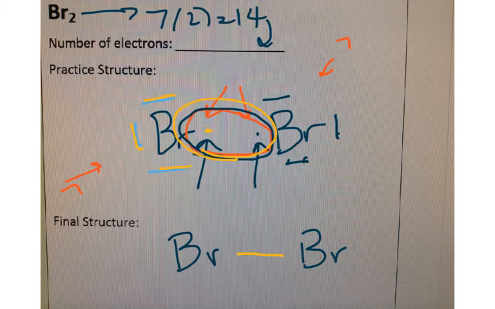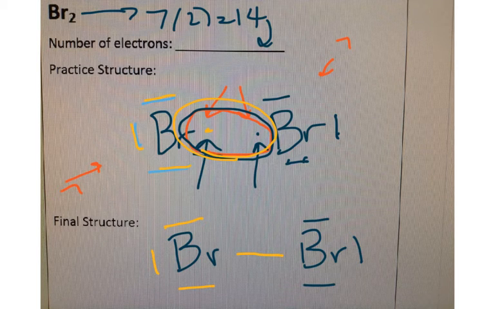That line right there represents a bond, and that would be considered a single bond because I only have one line going between them. Then what you want to do after you've drawn all the bonds is redraw all of the lone pairs. So in this case, the Br on the right had 3 lone pairs, and the Br on the left had also 3 lone pairs. Now I'm going to check. So how do you check?